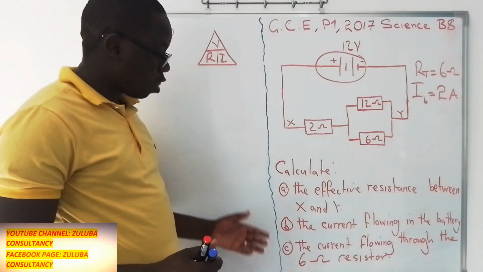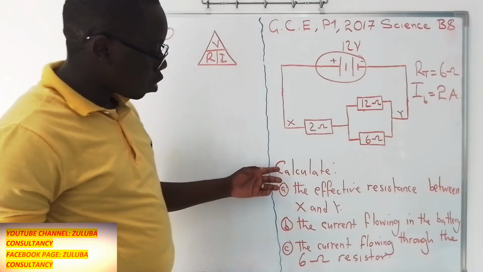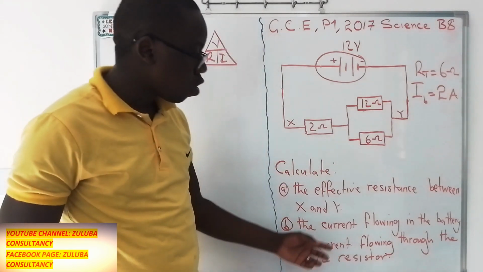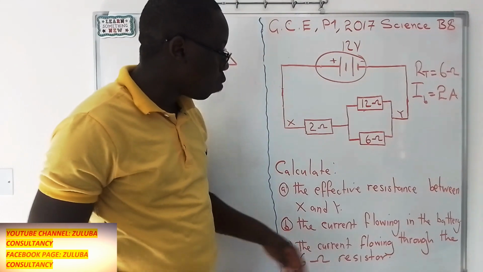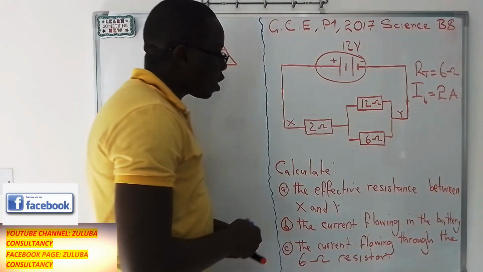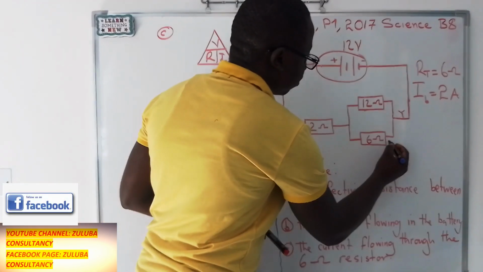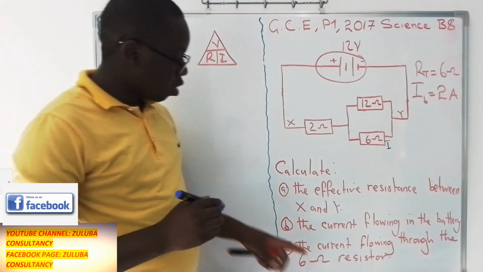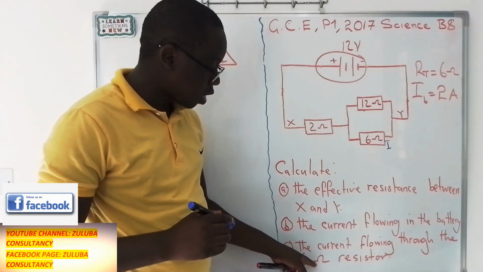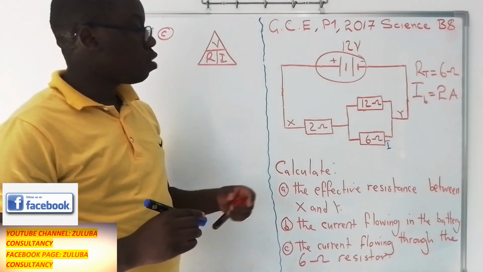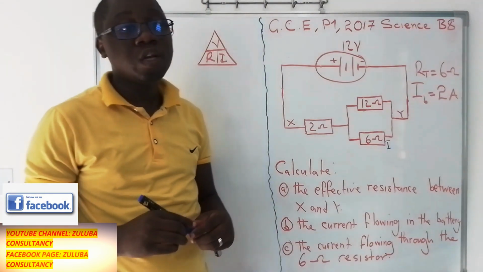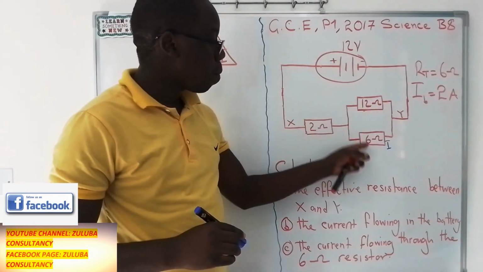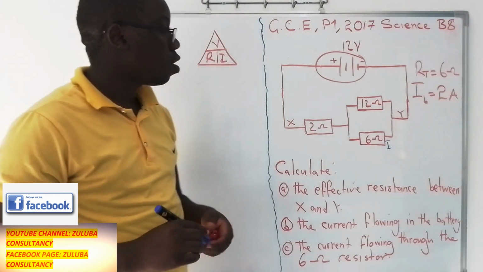Let us look at the third question. The third question is asking us to calculate the current that is flowing through the 6 ohm resistor. So they want us to find the current that is at this point. Now, before we can look at how to calculate the current at this point, there is one important information that we need to remind ourselves regarding these two parallel resistors.